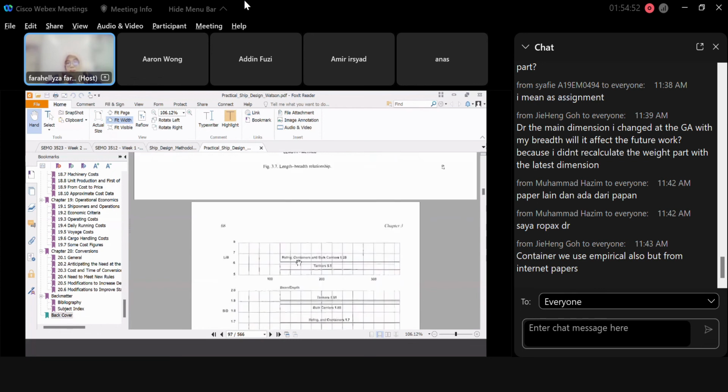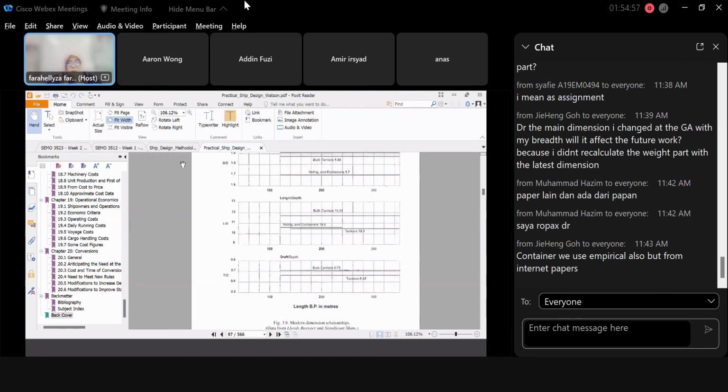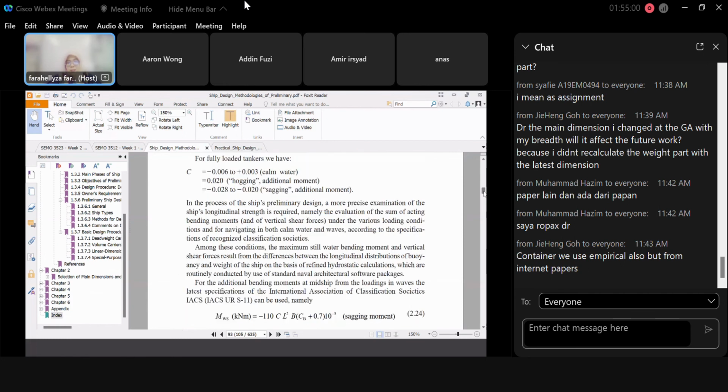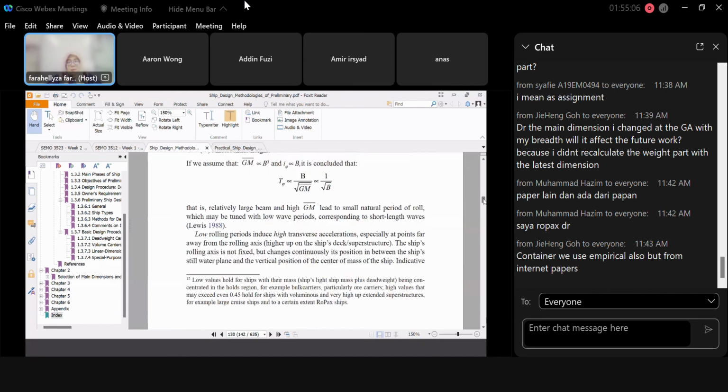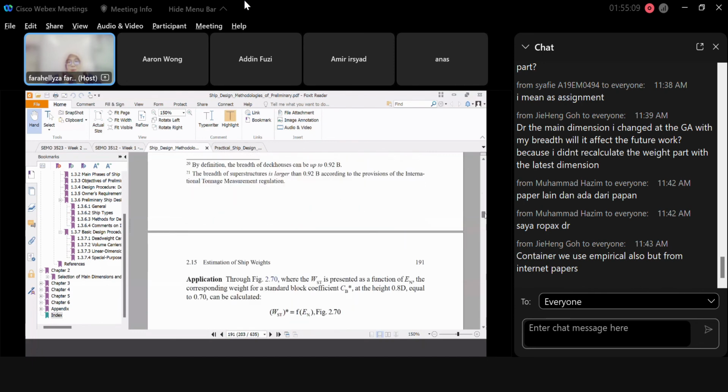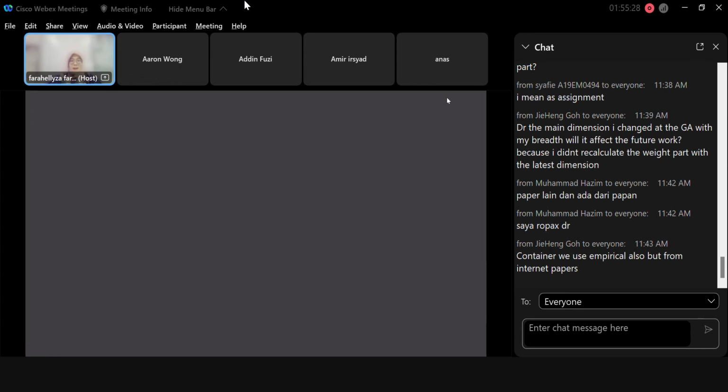But this one is more for containers, bulk carriers, tankers. In the Papan book, there is one table on L upon B, but I cannot remember which page. You have to go through it. There is one table on L upon B, B upon D, T upon D ratios that you can refer to, or like your friend said just now, you can refer to other papers as well for a particular type of ship. So that's how we do the searching part, which most of you are a bit down with, because you cannot find correct, good or reliable resources.